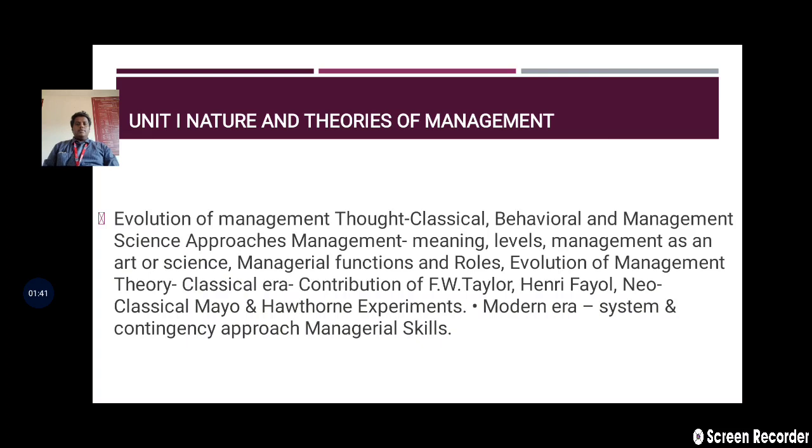Firstly, we are going to see about the evolution of management thought. There are 4 major stages in the evolution of management thought. First is the pre-scientific management period, second is classical theory, third is neoclassical theory, and fourth is the bureaucratic model of Max Weber.